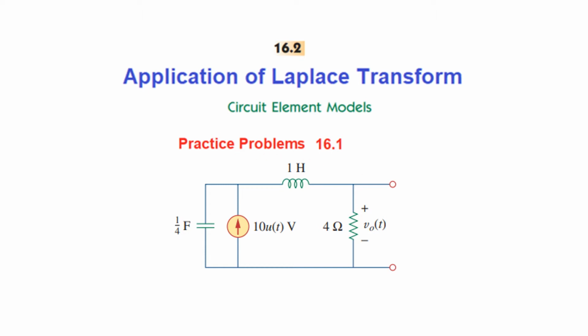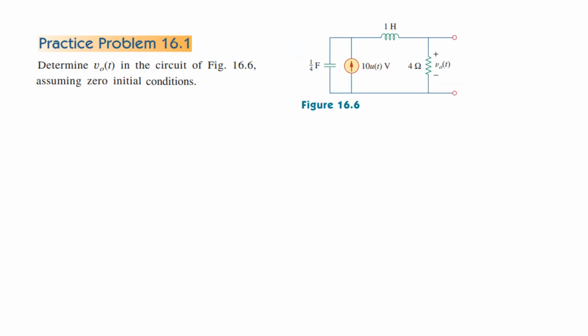This video is of the series application of Laplace transform, and primarily here we'll be solving practice problem 16.1. The practice problem 16.1 states: determine v₀(t) in the circuit. If you look at this circuit, v₀(t) is across this 4 ohm resistor, the output voltage, and we have to assume the initial condition to be 0.